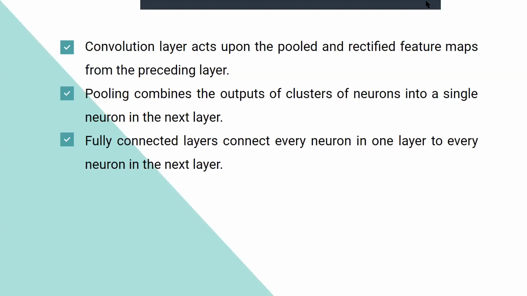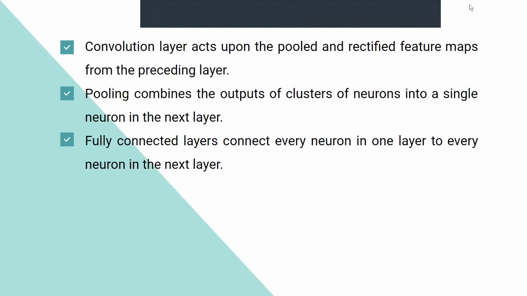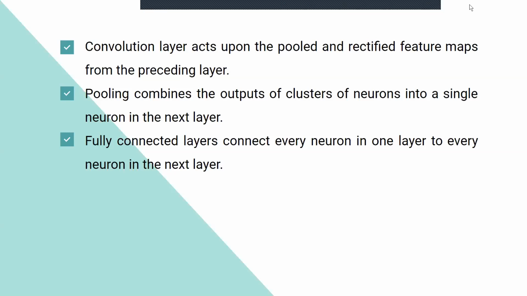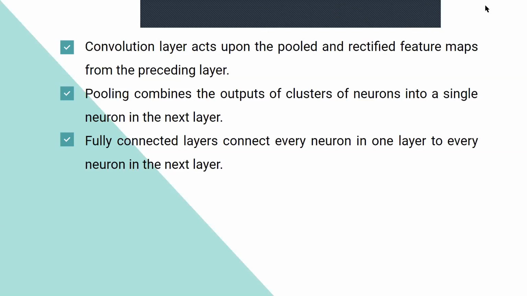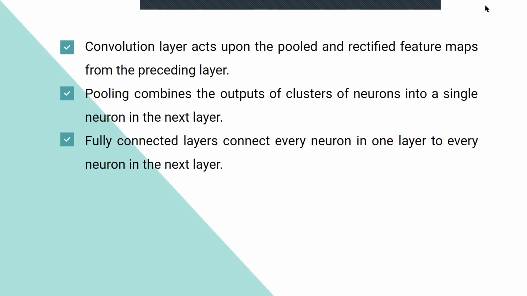Pooling combines the outputs of clusters of neurons into a single neuron in the next layer. Fully connected layer connects every neuron in one layer to every neuron in the next layer. The final pooled and rectified feature maps are then used as the input of the fully connected layer, just like in a fully connected neural network.